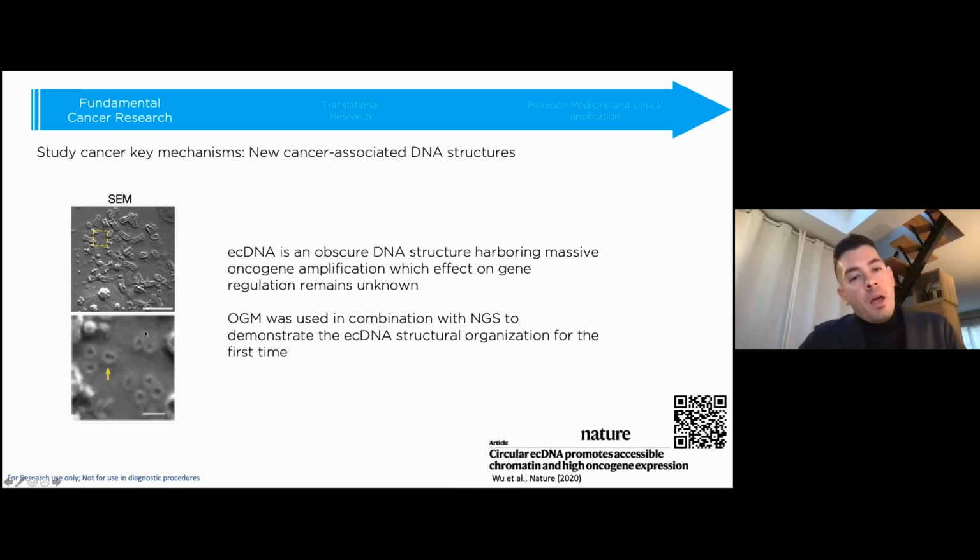But fundamental science is mostly about laying the foundations, the first stones in our understanding of completely uncharted territories. And extrachromosomal DNA illustrates this perfectly. It's an obscure DNA structure displaying a massive oncogene amplification, but its structure, its effect on gene regulation, and its role in cancer in general is completely unknown.